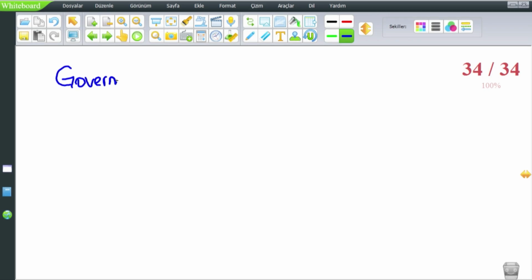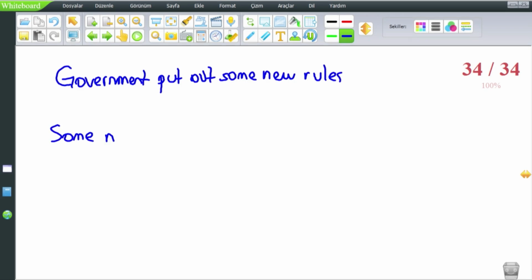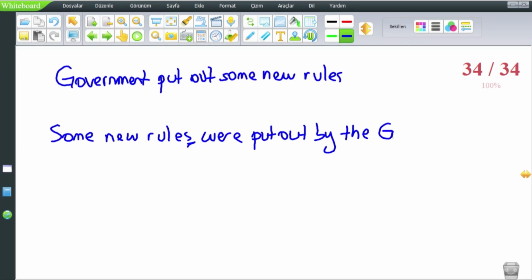Government put out some new rules. Some new rules were, because it's plural, put out by the government.